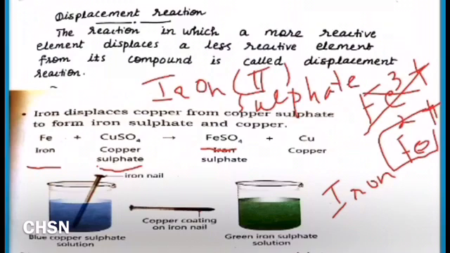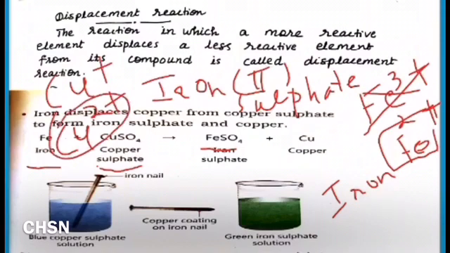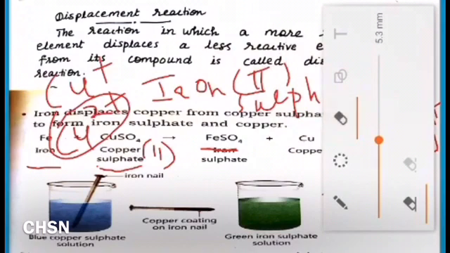And what about copper sulfate? Copper has two valencies, Cu+ and Cu2+. Here, which valency is used? Cu2+ is used. So this copper sulfate is actually copper(II) sulfate. So iron(II) sulfate, you will get the formula FeSO4. And the second product is Cu, copper metal, its formula is Cu. So FeSO4 plus Cu.